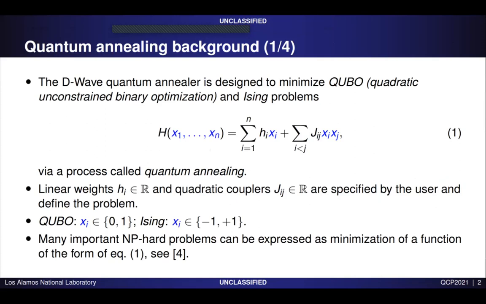The D-Wave quantum annealer minimizes QUBO and Ising problems using quantum annealing. A set of linear weights and quadratic couplers define the particular Ising or QUBO that can be solved by the quantum annealer. An Ising has variable states 1 and -1, whereas a QUBO has variable states 0 and 1. Importantly, NP-hard problems can be expressed as an Ising or a QUBO. QUBOs and Isings are equivalent, but for this presentation, we will focus on Isings.